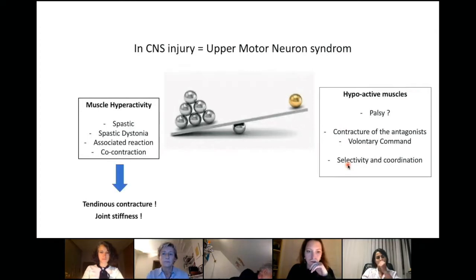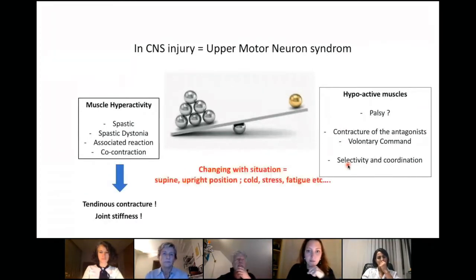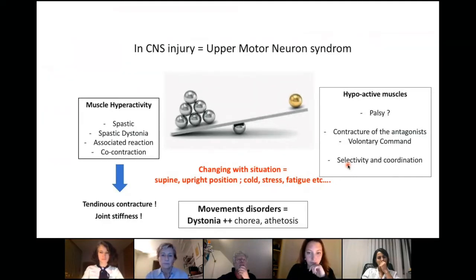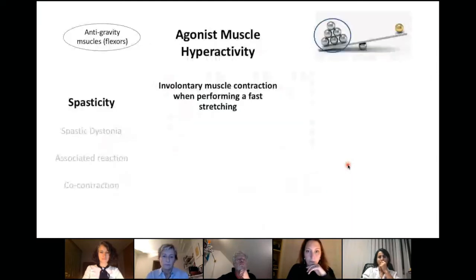Muscle hyperactivity can lead to tendinous contracture, joint stiffness, and everything can change depending on the situation, the position of the patient, the temperature, the fatigue, etc. Moreover, we can find movement disorders. The most frequent is dystonia. We will talk about it.